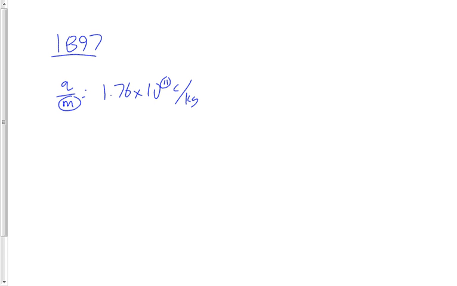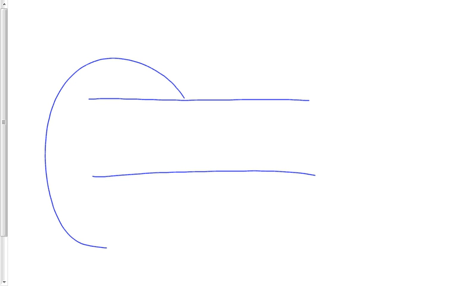Now, Millikan comes along almost 10 years later and finds not the charge to mass ratio, it's already been done. He finds the charge of the electron. And he does that by his oil drop experiment. His oil drop experiment consists of two charged plates.